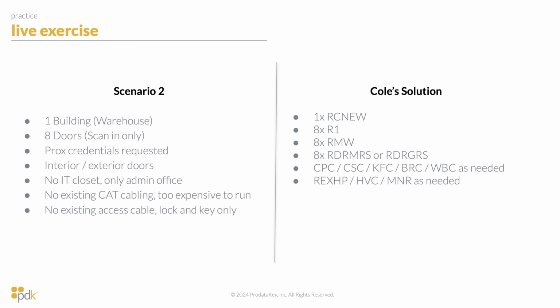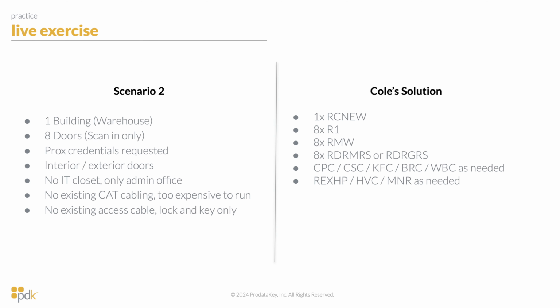Excellent job, JR. So we have one building, which is a warehouse. The 8 doors are isolated, no cat cabling, and they're too far away. I tried to make it very obvious by the way I phrased scenario 2. We need to do wireless. So JR is absolutely correct. We need an RCNEW. The RCNEW is the only cloud node that supports wireless.